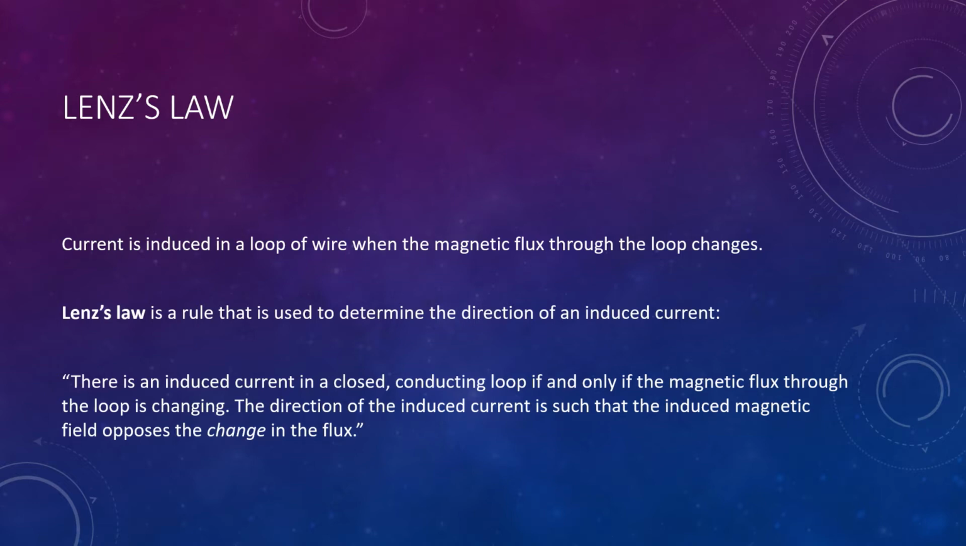Now that is a lot to take in for one sentence. So again, we will spend time unpacking this for the rest of the lecture. I'll repeat it though. The direction of the induced current is such that the induced magnetic field opposes the change in flux. So what the heck does that all mean?